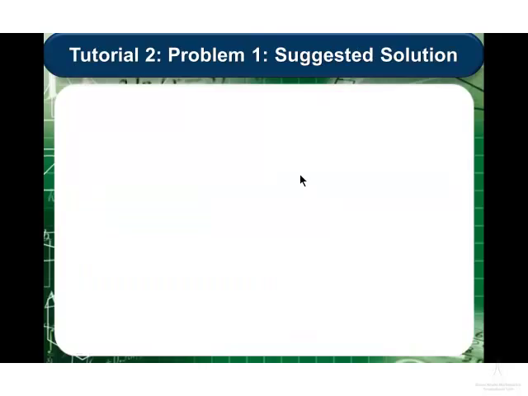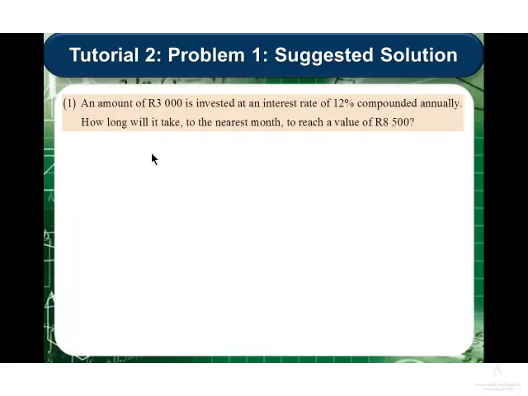Let us have a look at the suggested solution for problem 1 of tutorial 2. Here we have a problem where an amount of 3,000 Rand is invested at an interest rate of 12% compounded annually, and we would like to know approximately how long it will take, to the nearest month, and that is important because that tells us the degree of accuracy that is needed for the final answer, to reach a value of 8,500 Rand. Now let's have a look at the normal interest formula that applies in the case of compound interest, and let's see what is given and what we have to calculate.